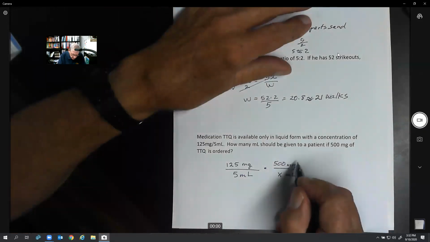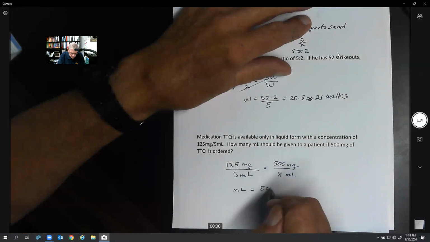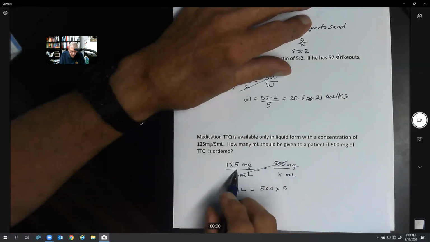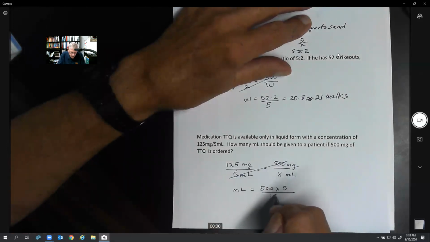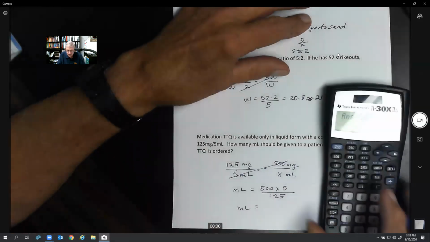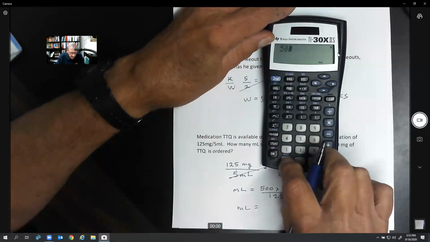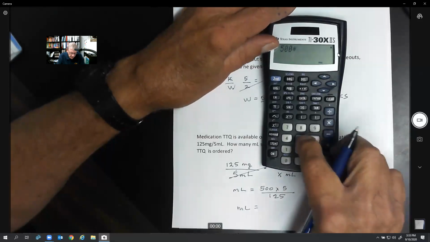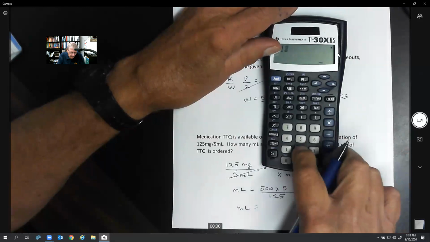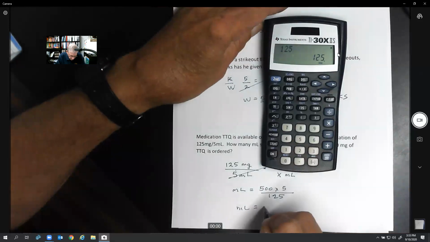So now we could cross multiply. The milliliters that we're looking for is equal to 500 times 5, divide by the number that's left over, 125. And this should tell me how many milliliters to give to that patient. We don't want to give them 500. Seems a little bit high. Might kill them. Times 5 equals, this is going to be a matter of life and death. This one problem. 125 milliliters.